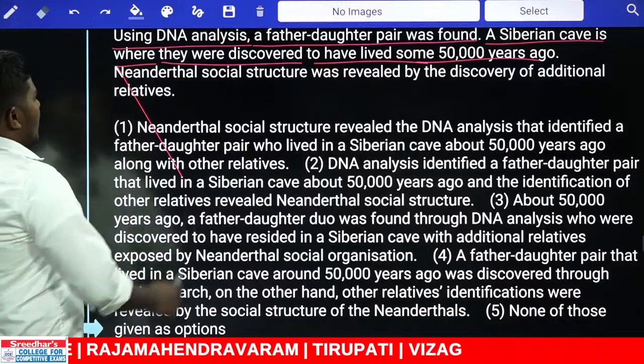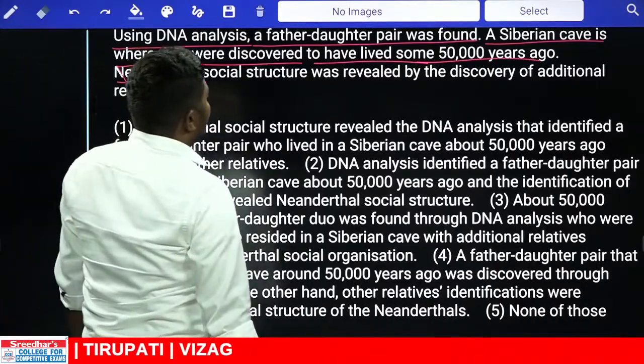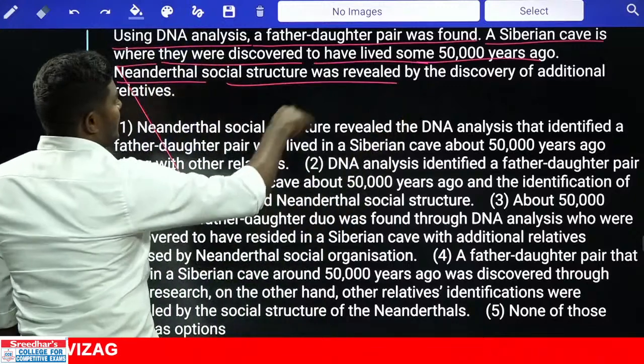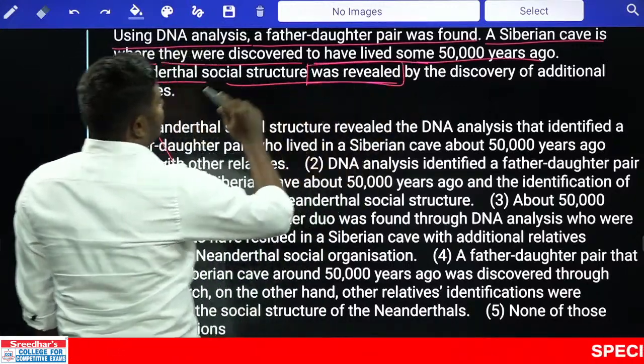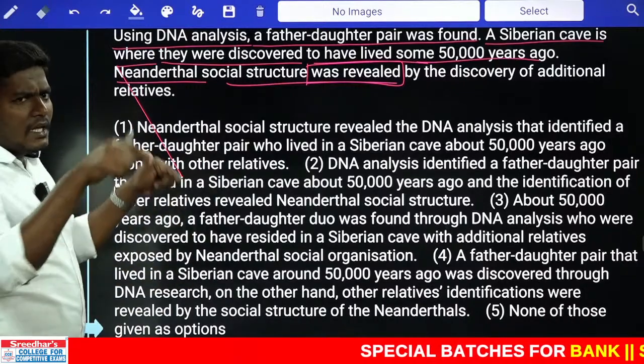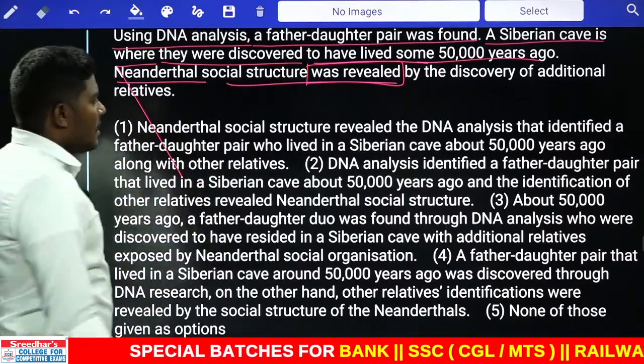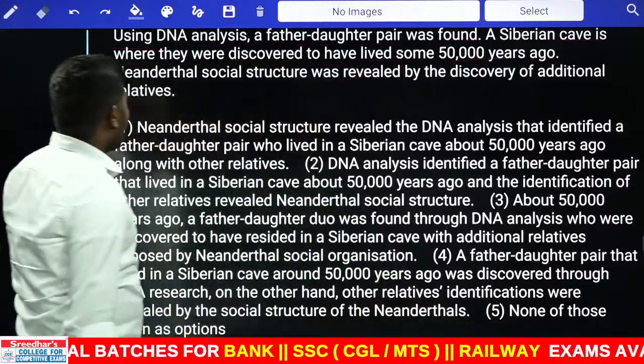Okay, next. Neanderthal social structure was revealed. Something was revealed. This social structure was revealed by the discovery of additional relatives. So it's like a family tree. The family tree was revealed after the discovery of additional relatives. Now let us try to find out the same meaning here.